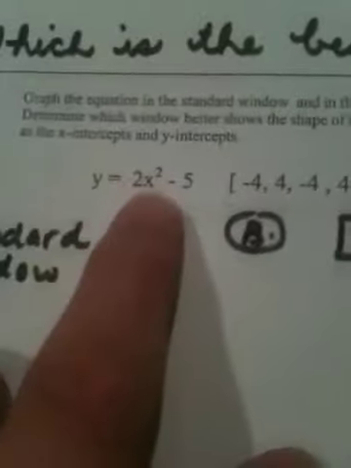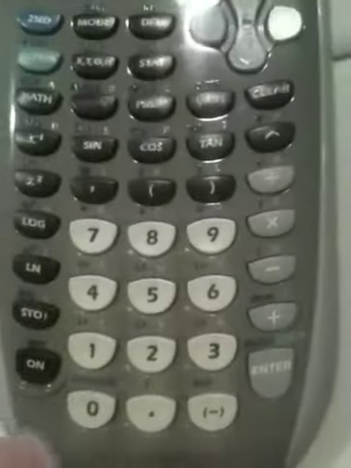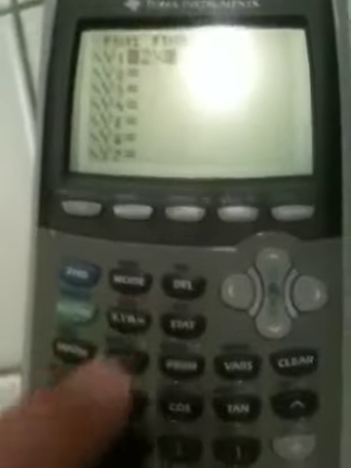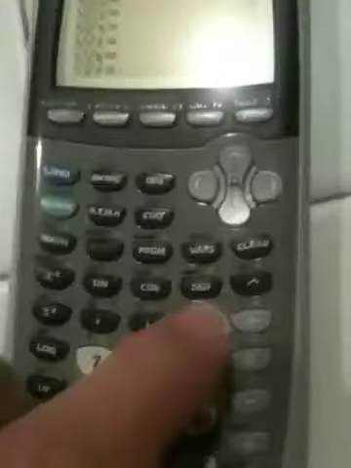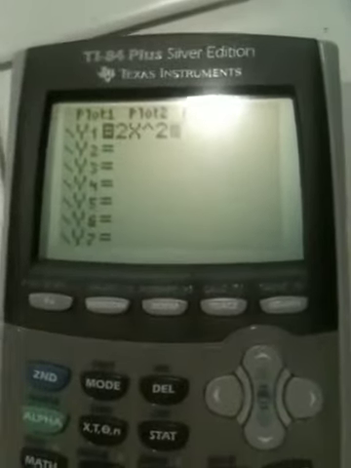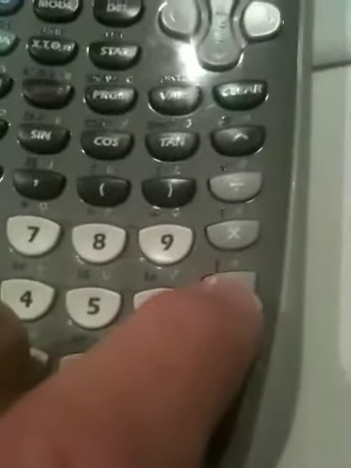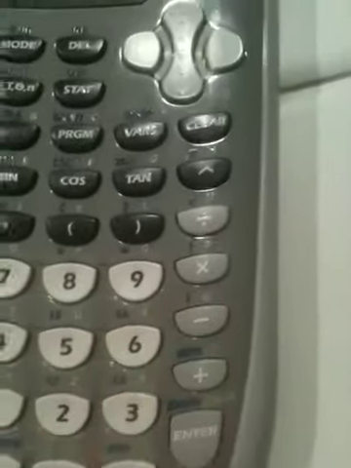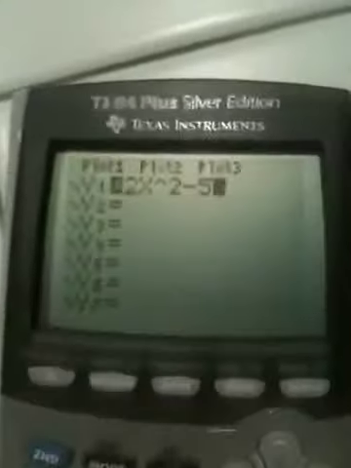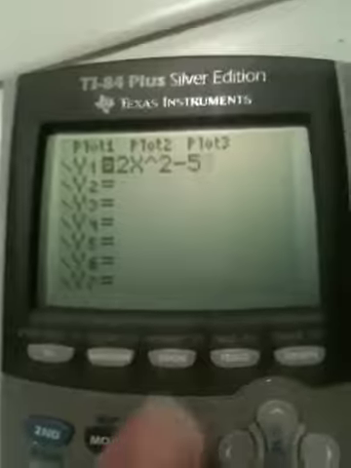And now I hit y equals, and I'm going to type in my function. So 2, hit the x key. To square something, I like to do caret and then a 2. So I have 2x caret 2, and then minus is the gray one. It's from one term to another, so it's that minus, and minus 5. So I have entered 2x squared minus 5.